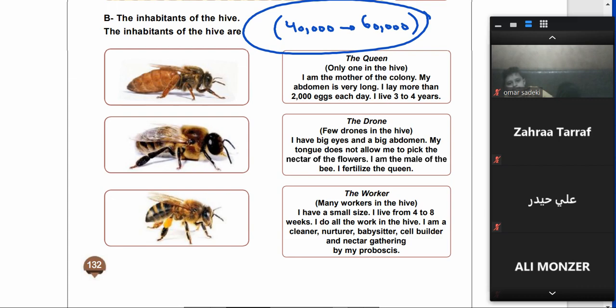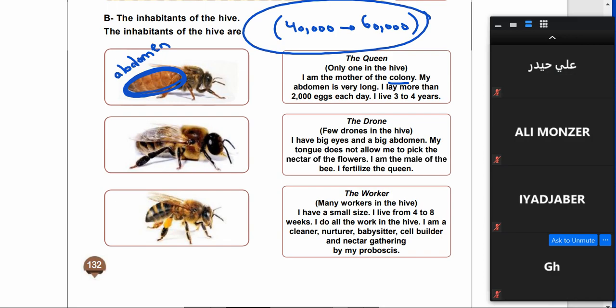So, the queen is the mother of the colony. This part is called the abdomen, the abdomen of the bee. I lay more than 2,000 eggs each day. The queen is responsible only for laying eggs. So the queen is one in this colony, and it can lay about 2,000 eggs per day. In one day it can lay 2,000 eggs. What is its lifespan?